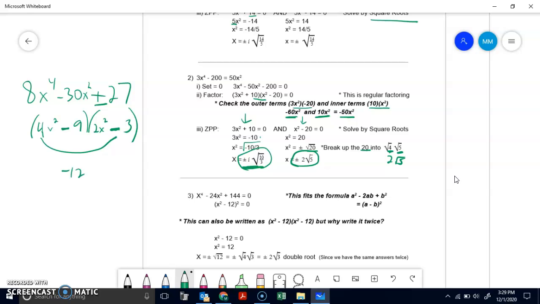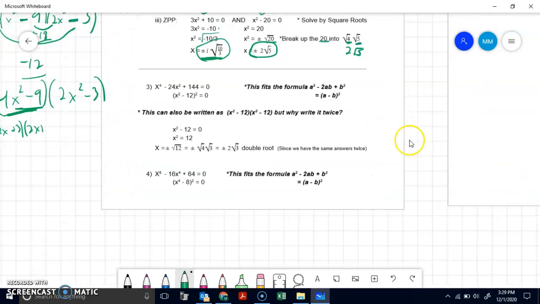Now let's check the outside and inside. 4 times 3 is negative 12. 9 times 2 is negative 18. Negative 12 and negative 18 make negative 30. That's how I know it works. 4x squared minus 9 and 2x squared minus 3. And what's interesting here is that this is actually a conjugate rule. 2x plus 3, 2x minus 3. But you would get the same thing just by solving by square roots. So you can just do that.